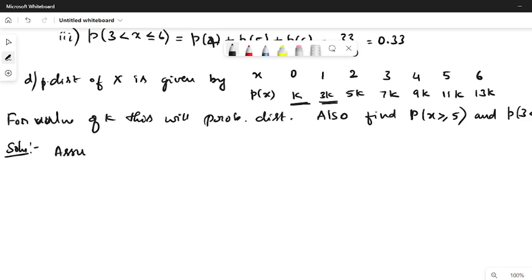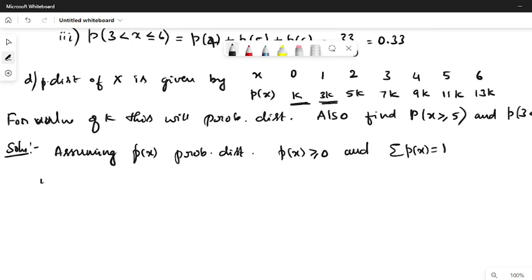Assuming P of x is a probability distribution, we will have P of x greater than or equal to 0 and summation P of x equal to 1. So that implies we must have k greater than or equal to 0 and summation of k. We can check the sum of these values, k plus 3k plus 5k plus 7k and so on, and you can check that will be equal to 49k. So 49k equal to 1 or k equal to 1 by 49. So we got the value of k.